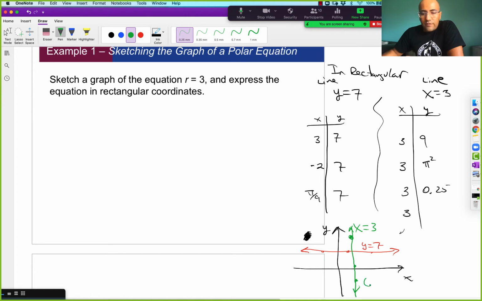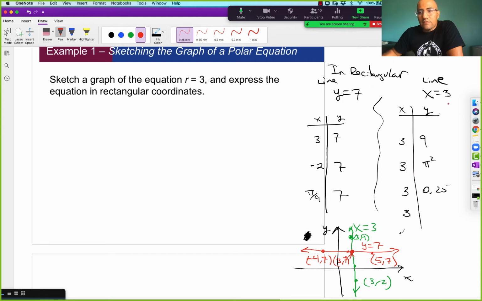Good. So for example, this could have the point 3 comma -2, or 3 comma 9 could be on there. Whereas over here, the point -4 comma 7 could be on there, as long as the output is a 7, or 5 comma 7. Right? And where do they cross? They cross at the point 3 comma 7. Good. Okay, so that's rectangular.